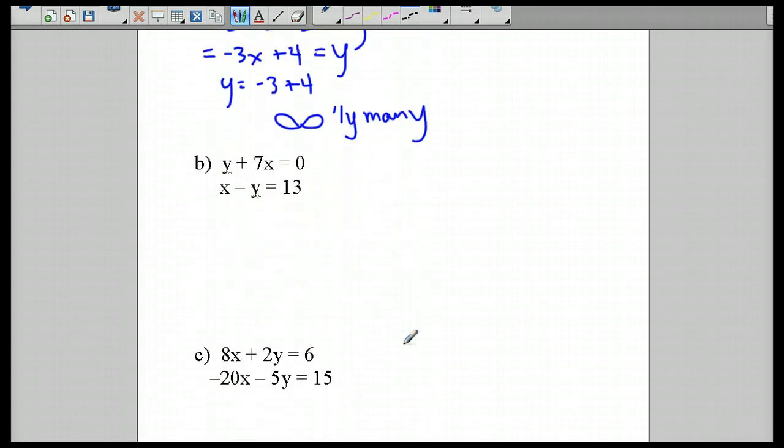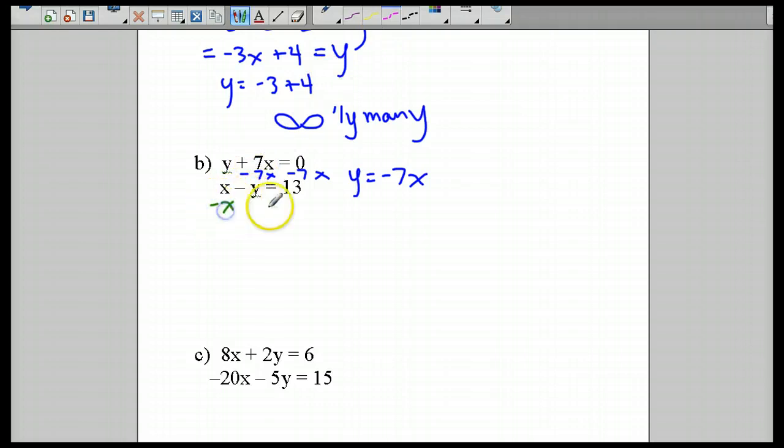Alright, letter B. Again, our hint is to solve for y, so let's do that. y plus 7x equals 0. Well, for this one, I'm going to subtract 7x from both sides. So I'm going to put that one: y equals negative 7x.